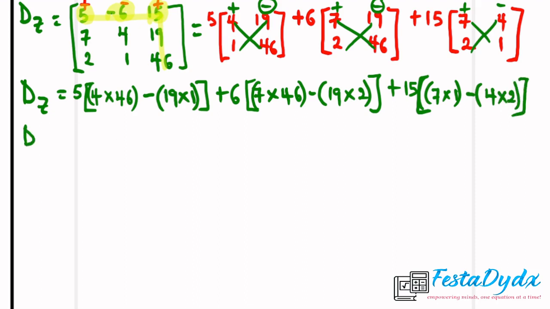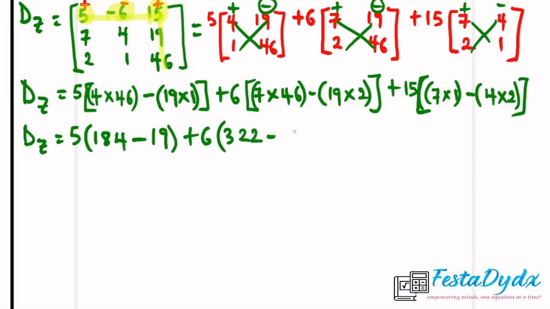Now expressing this further, we'll be having 5 in a bracket. 4 times 46 is going to give us 184. Then we'll have minus 19 times 1 is 19. We'll close the bracket. We'll go to plus 6. 7 times 46 is going to give us 322. Then we'll have minus 19 times 2 is going to give us 38.